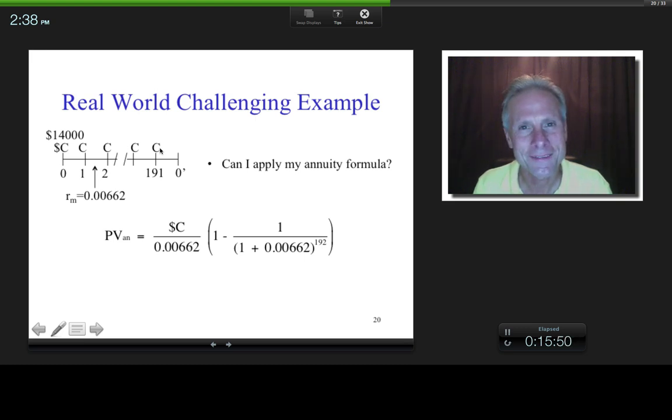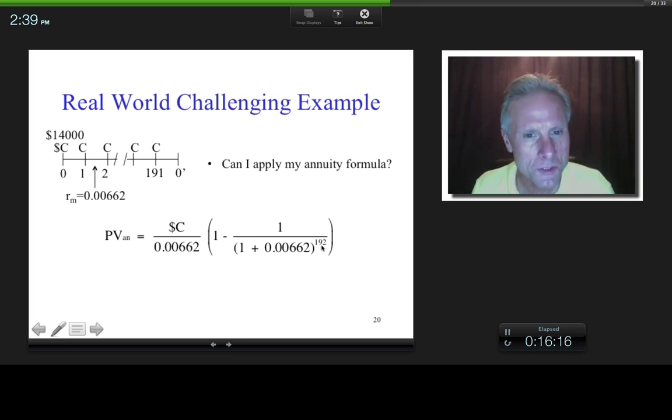192, right? Another way to think about that is, if I didn't have this first C at time 0, then how many of these guys would I have? I'd have 191, right? So 191 plus this one at time 0 is 192. So given that there are 192 of these cash flows, what number would I put here? Well, you can see it. It'd be the 192.